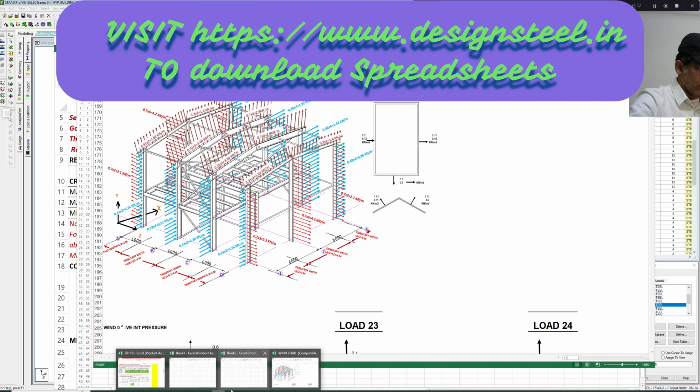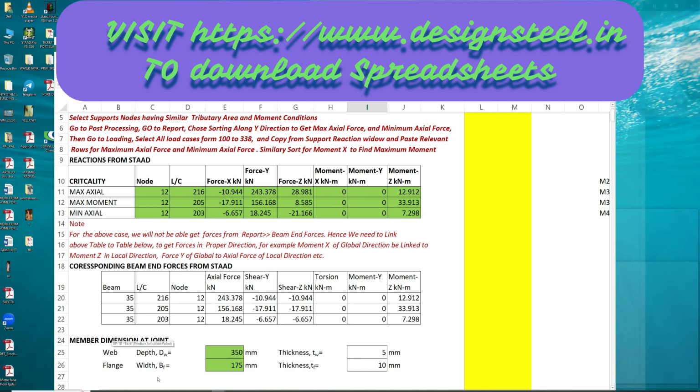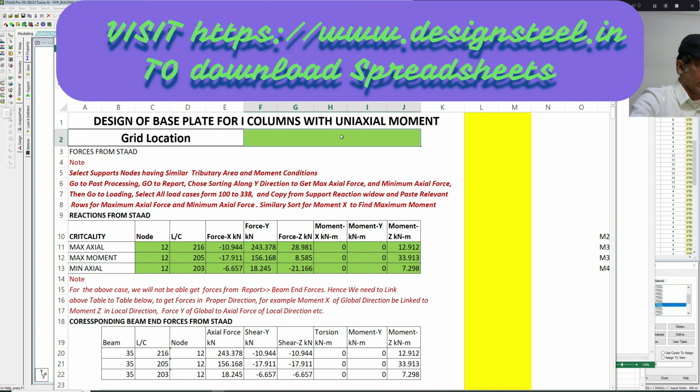So we create 1B, 1C, 3B, 3C. Save it and let us close it.